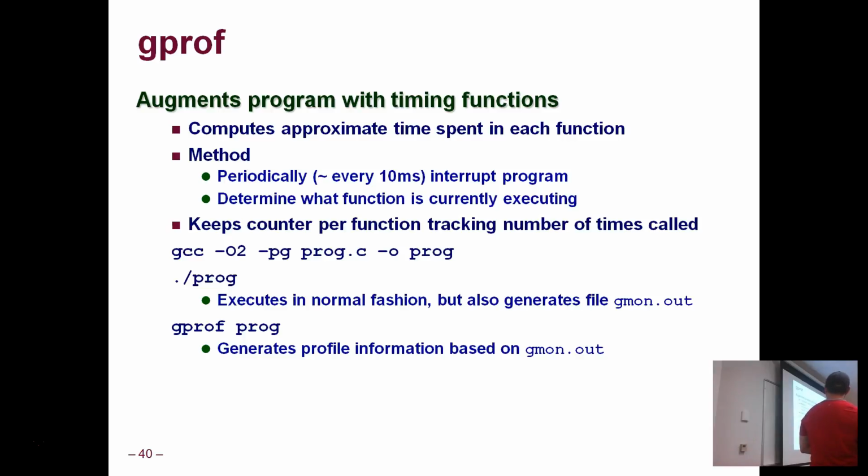Okay. So when you execute this program, after you do this compilation, it executes normally, but then it emits this file, gmon.out, which has all your profiling information. And then if you run gprof on the program, it'll parse gmon.out. It will parse the binary, and it'll produce a result that you can then reason about.